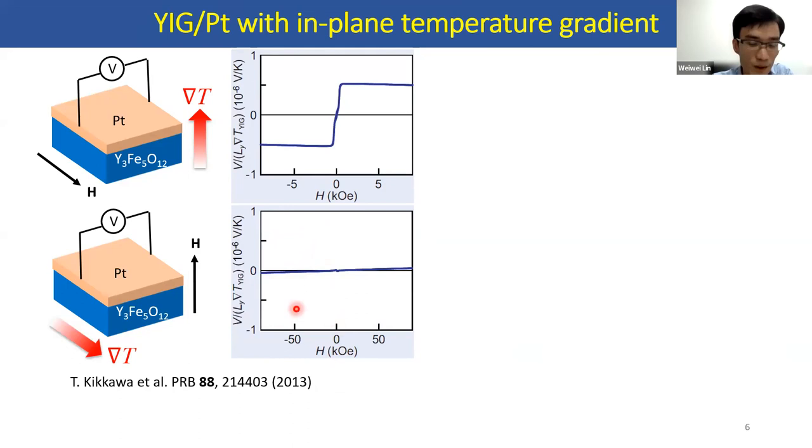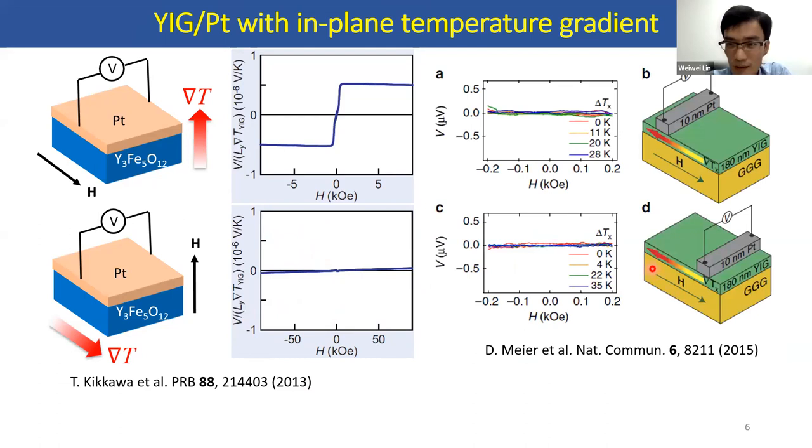If we apply an in-plane temperature gradient, and the applied field is also in-plane, along the temperature gradient, this is a configuration called the transverse spin Seebeck effect. So here we see the result. There is no detectable magnetic-field-dependent thermal voltage in this configuration, either with the platinum detector close to the hot side or close to the cold side.